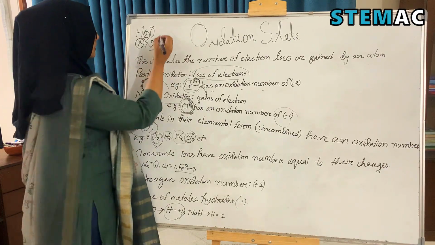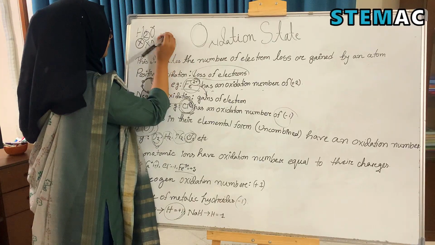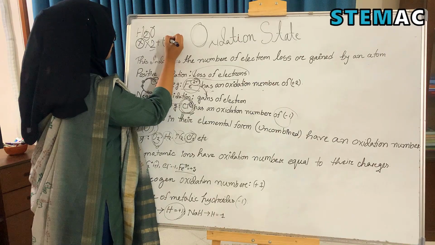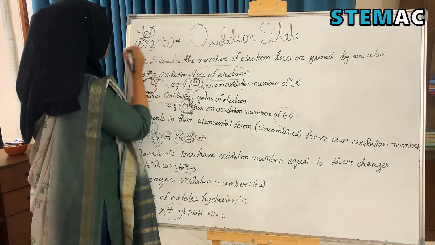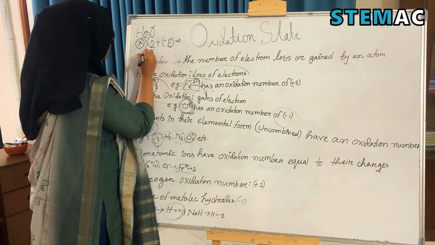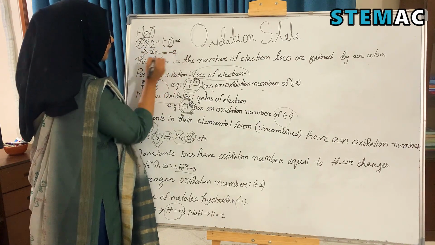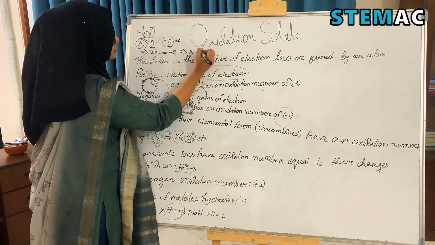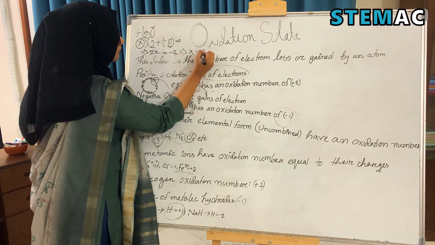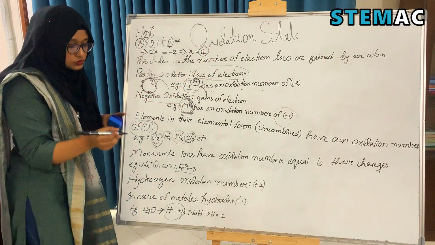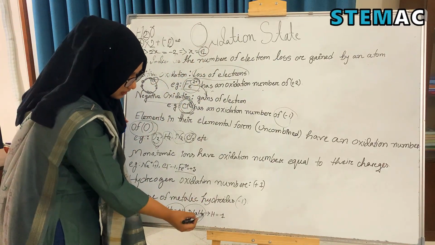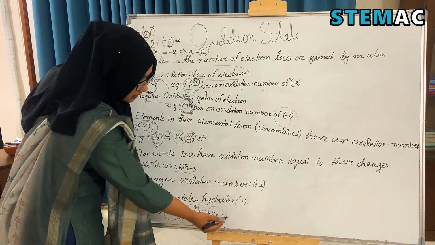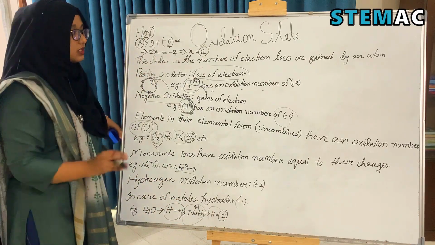In H2O, oxygen has -2. So 2x equals -2 minus... here, oxygen is -2, so 2x - 2 = 0 and x equals +1. In the case of H2O, hydrogen has +1. In the case of sodium hydride, sodium has +1, so hydrogen has -1.